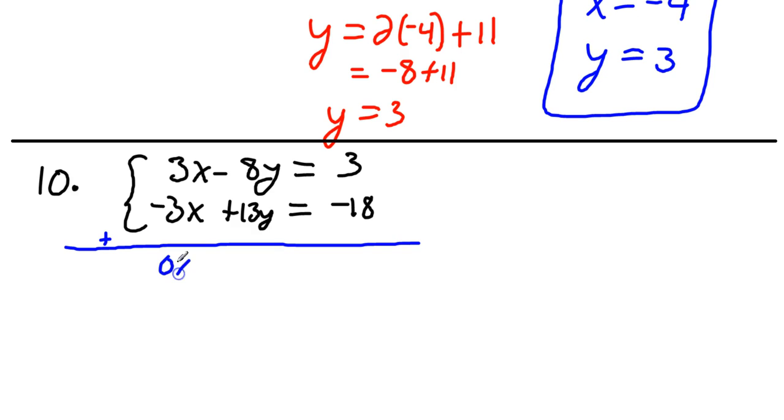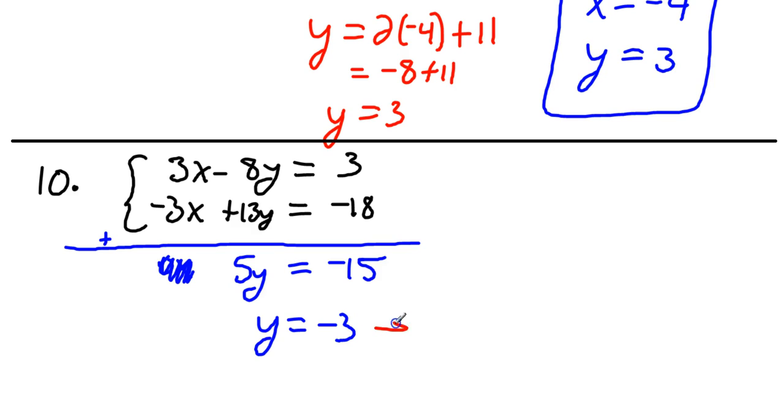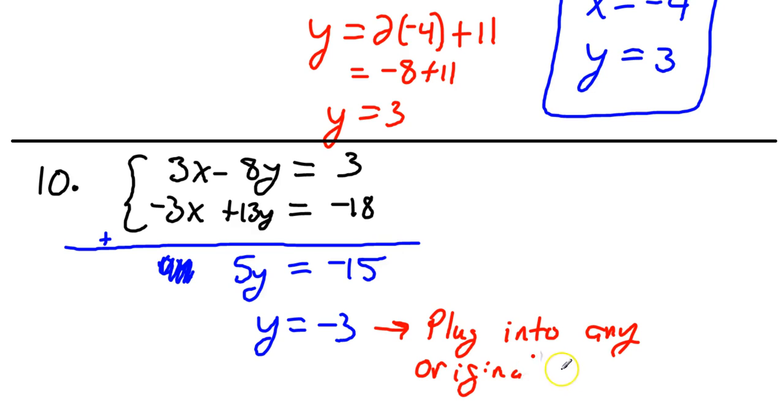3 minus 3 makes that 0x. Negative 8 plus 13, or 13 minus 8, makes that 5y. And 3 minus 18 is negative 15. And if you do 0 times x, of course that's 0, so that part just goes away, so you're left with 5y equals negative 15. Divide by 5 and you get y equals negative 3. And same as the problem before, plug that into any original to find what the x value is going to be.